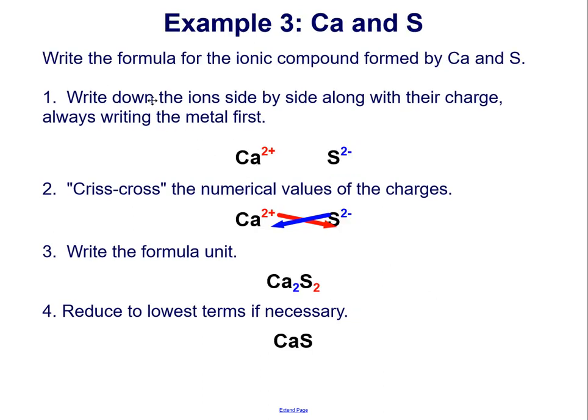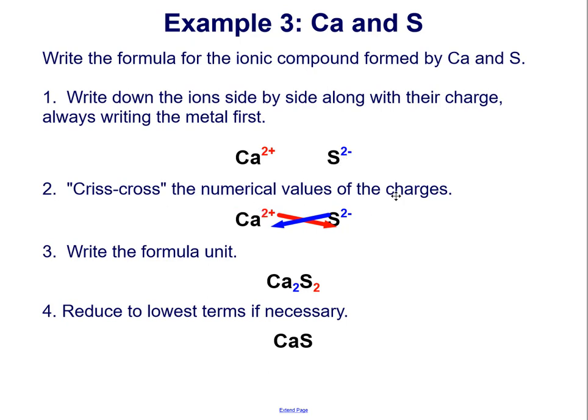For our third example, we'll write the formula for the ionic compound formed by calcium and sulfur. We'll use the alternative method. We'll write down the ions side by side along with their charges, always writing the metal first. So calcium, it's a group 2 metal, so it has a charge of 2 plus, and sulfur is a group 6 non-metal, it has a charge of 2 minus.